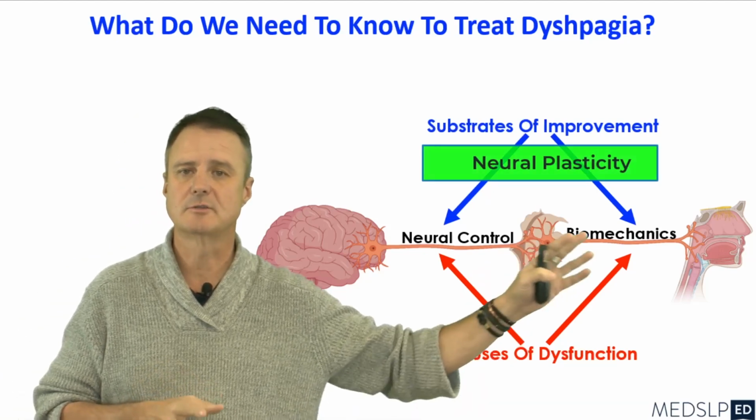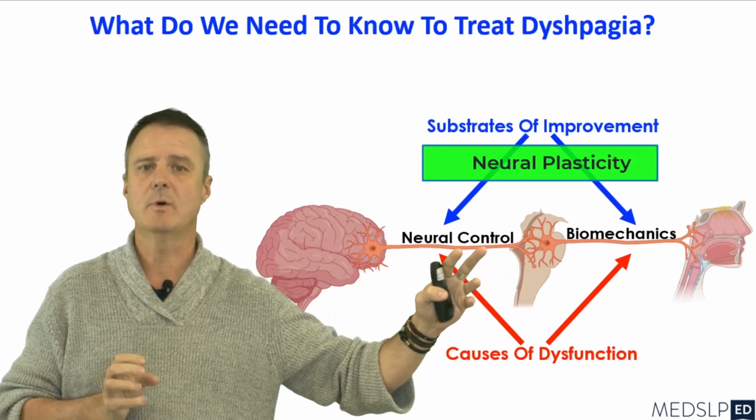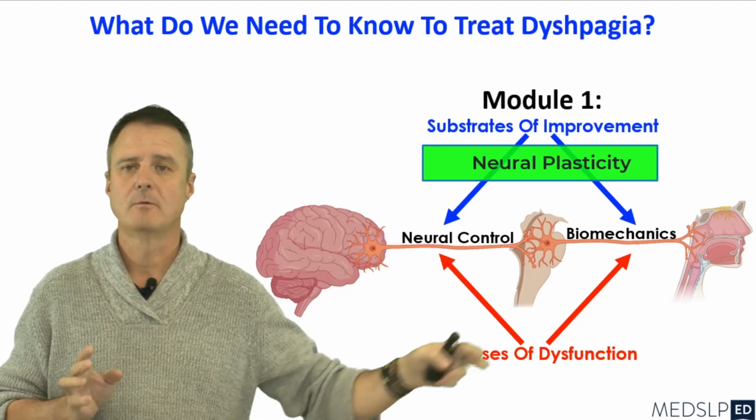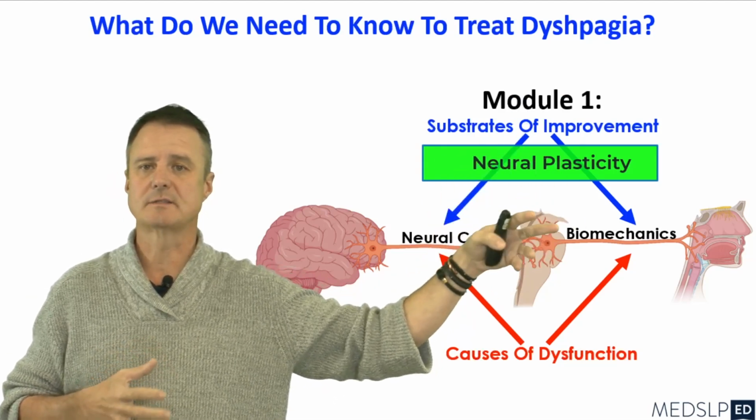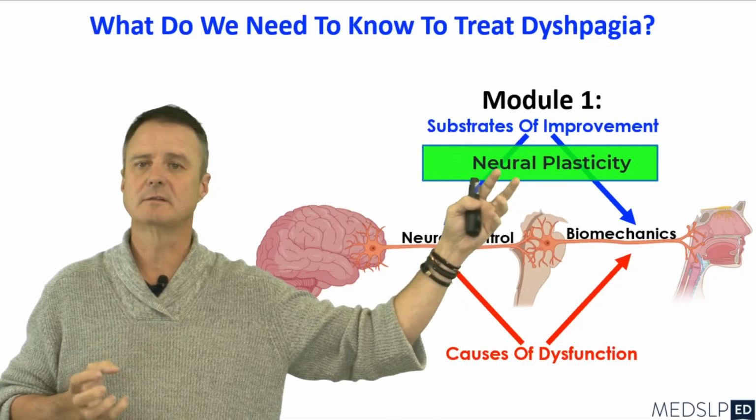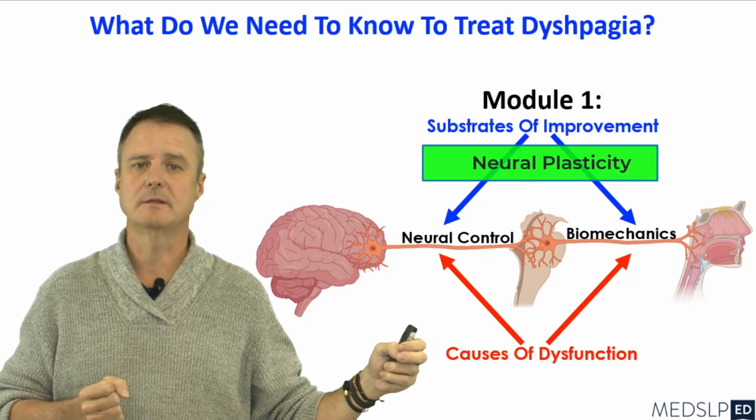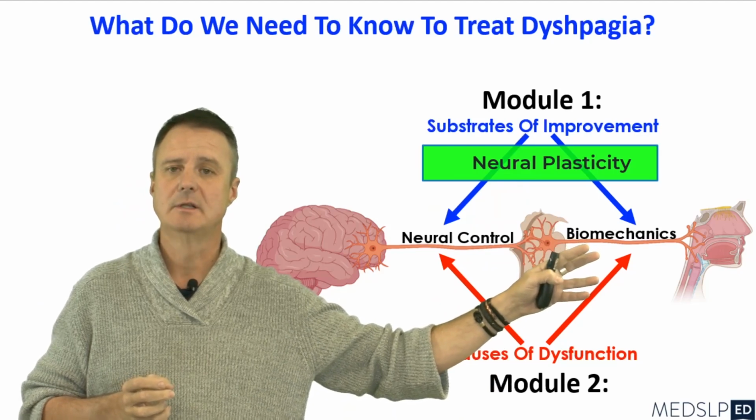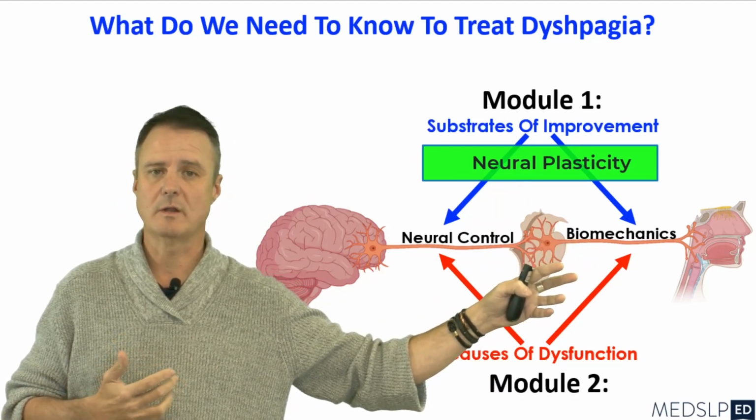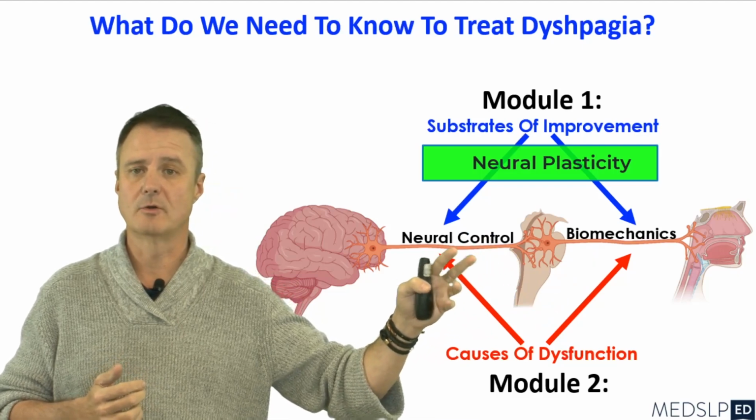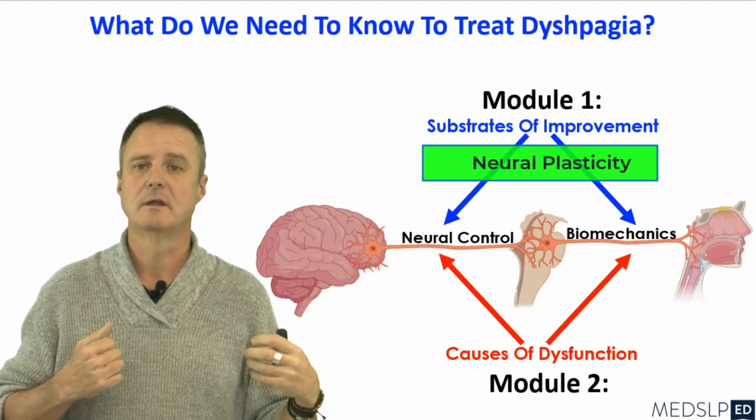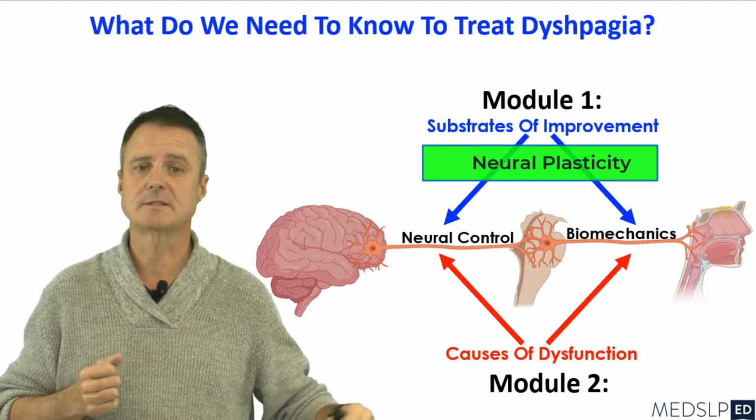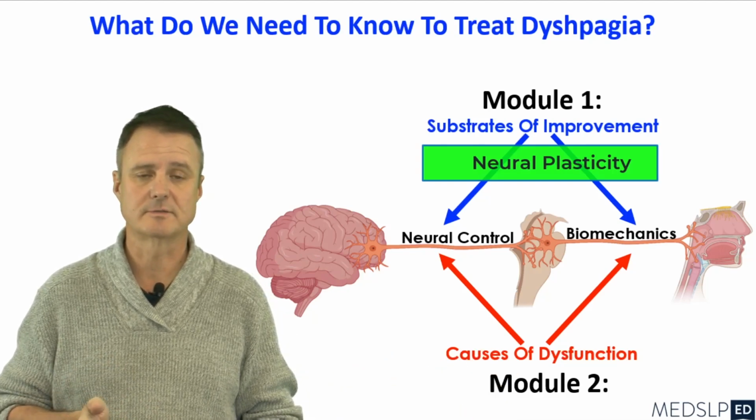There are obviously surgical manipulations for the biomechanical issues, but what about adjusting the neural control? And again, that's where neuroplasticity comes in. And so the first module was to give an understanding of how neuroplasticity works, what are the substrates, what are the signals that drive neuroplasticity. And now in Module 2, what we're going to do is talk about the biomechanics. What are the major structures involved in a normal swallowing response? Then talk about the neural control, the cortical and subcortical areas that are involved in controlling swallow. And finally, we're going to talk about the causes of dysfunction and some potential solutions to those issues.